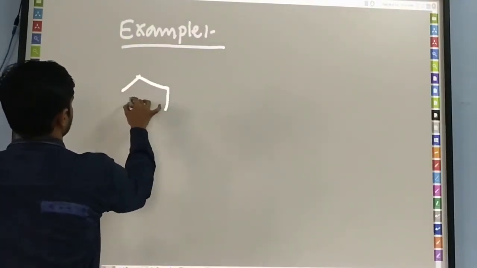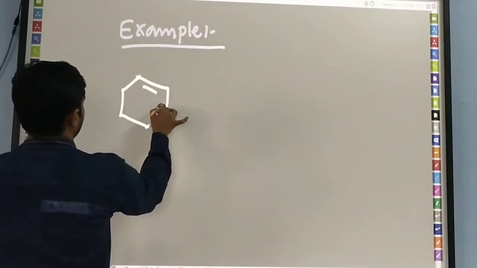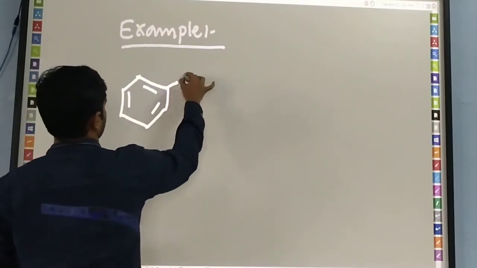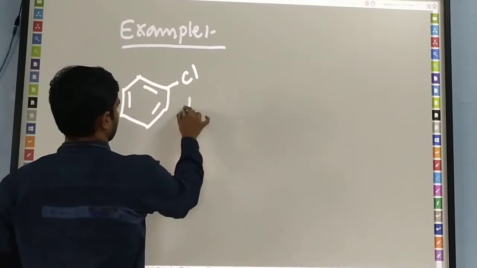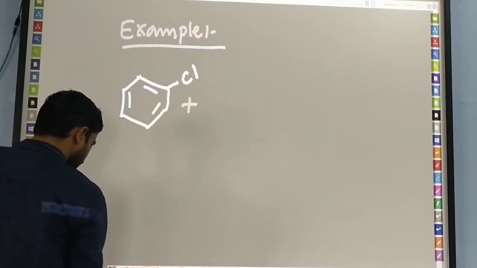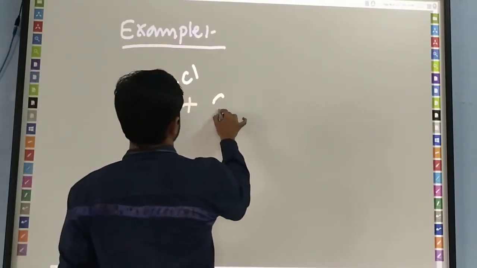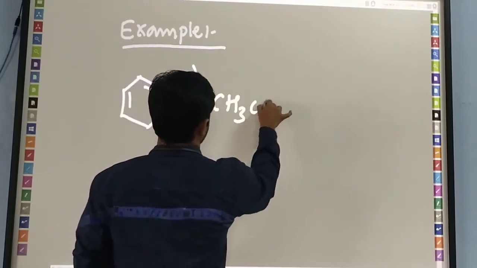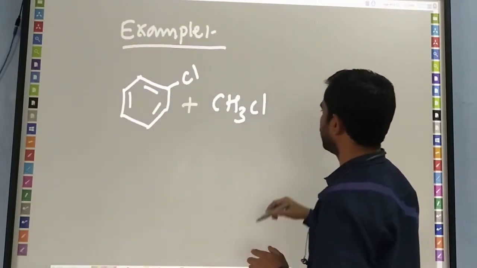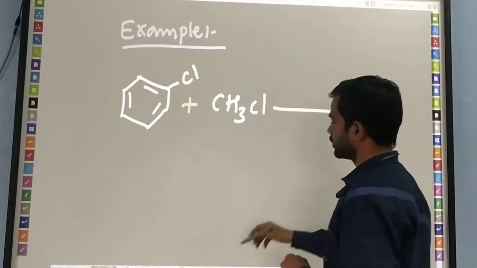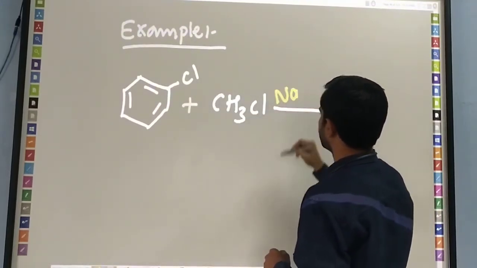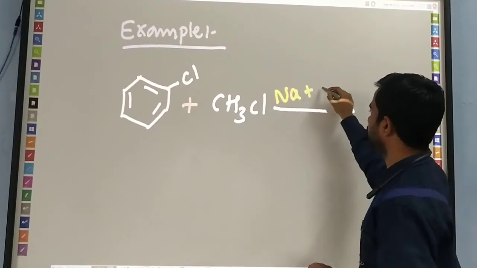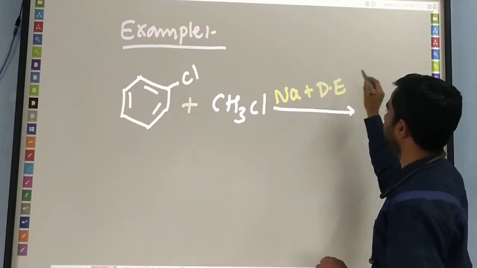We have to take first of all any haloarene. Let me take chlorobenzene here. I am going to react it with chloromethane. This is our chloromethane. In the presence of what? What is the primary condition for this? Sodium metal must be present, and dry ether is going to be taken.